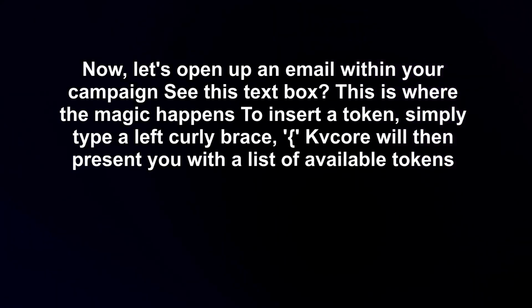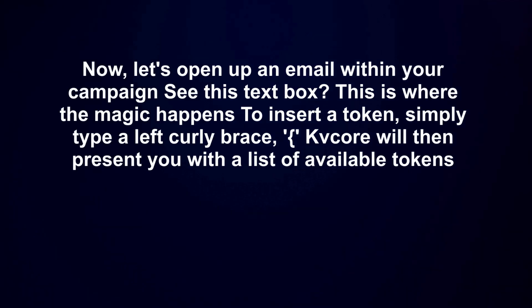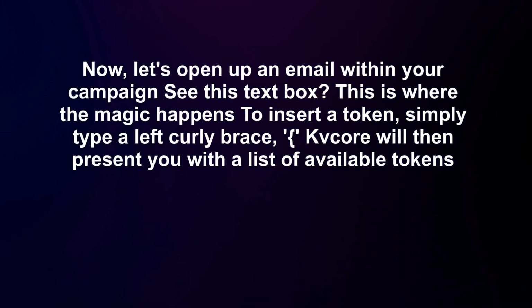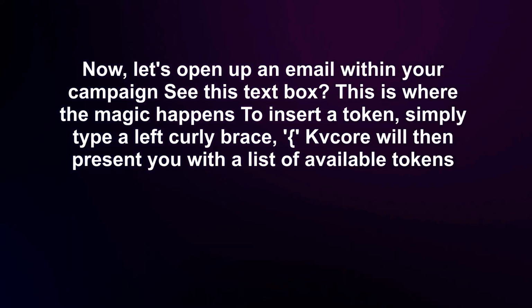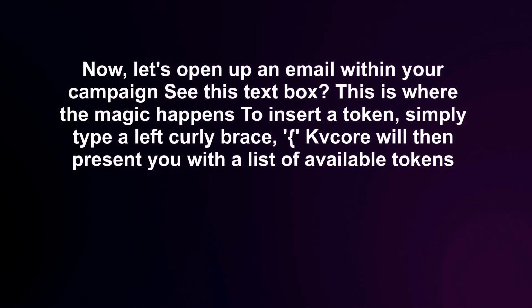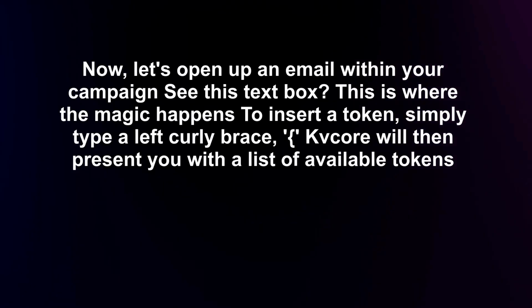Now, let's open up an email within your campaign. See this text box? This is where the magic happens. To insert a token, simply type a left curly brace. Kvcore will then present you with a list of available tokens.